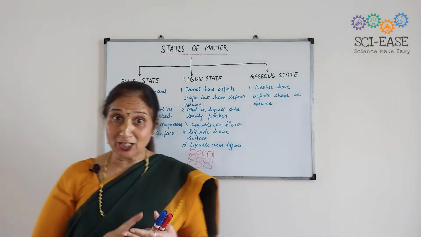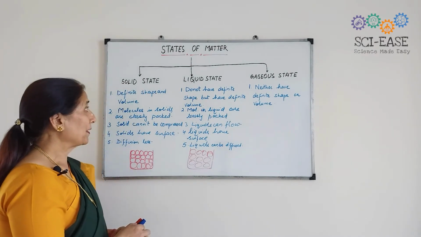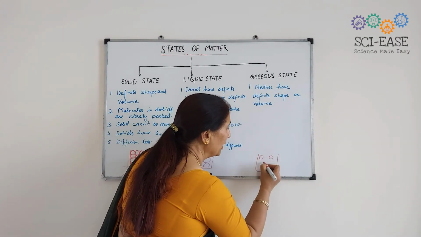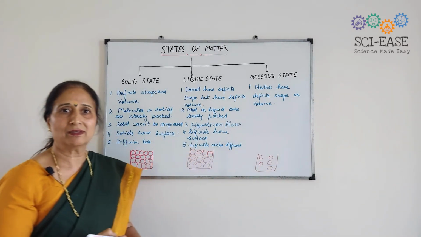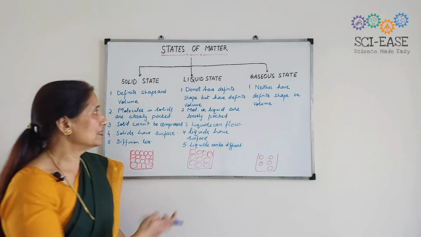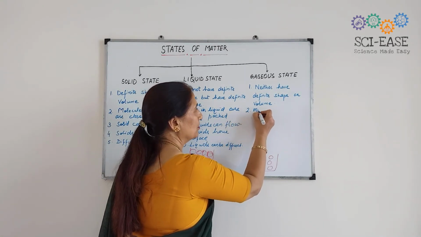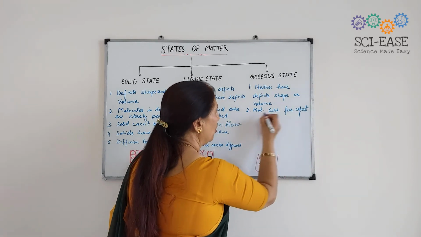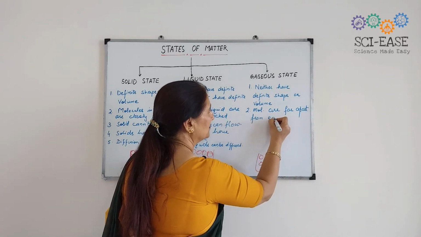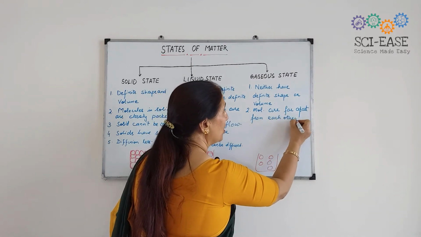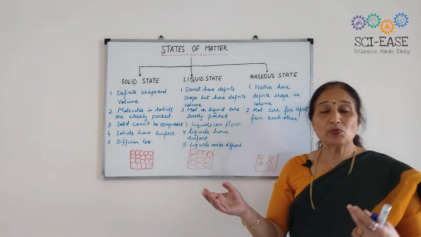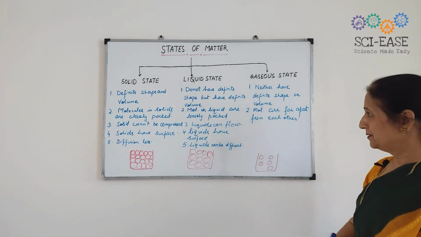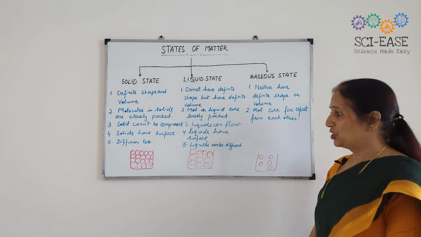So for the other properties of gases, here I will show a container having gas. Here the molecules are far apart from each other. The molecules in gases are far apart from each other. Why? Because the attractive forces between the particles are almost negligible. Okay? They are far apart, and the attractive forces are negligible.